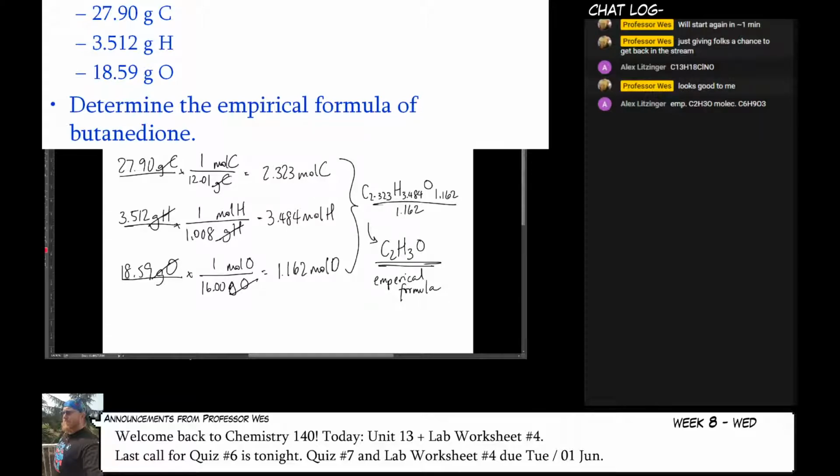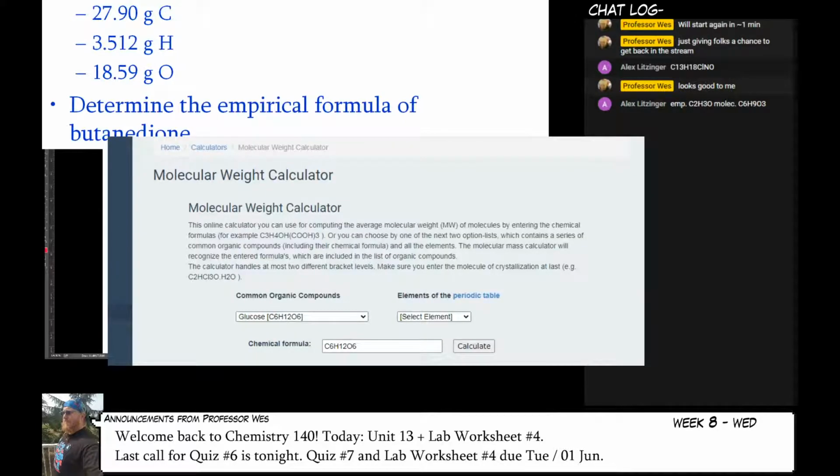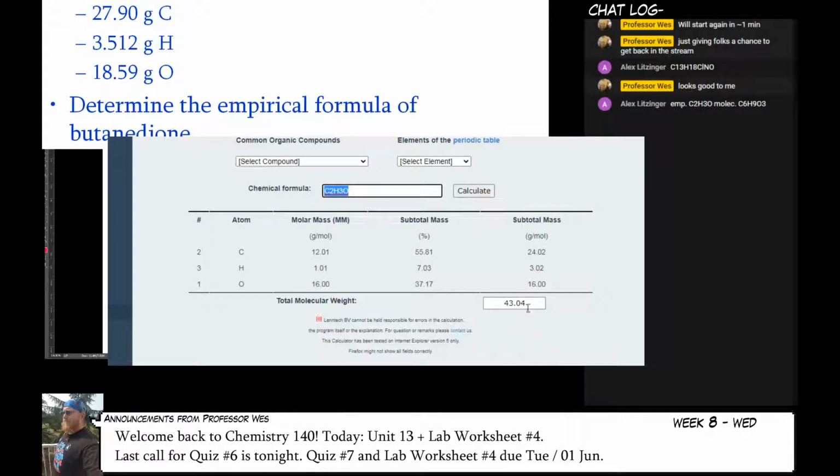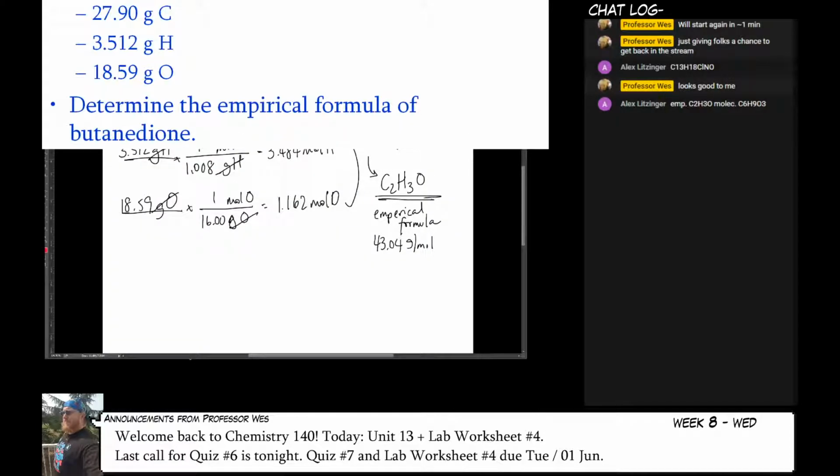Now if I go over to Lenntech and I type this formula into the formula mass window, C2H3O, it spits out the mass. This has a mass of 43.04 grams per mole. So let's write that down. Okay, cool. We got that part.